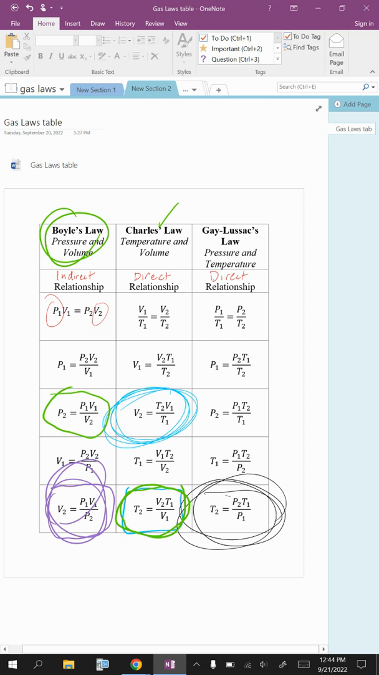Okay. For a direct relationship, whatever I do to volume, the same thing is going to happen to the temperature. So if I raise my volume, I raise my temperature. If I have Gay-Lussac's law and I raise my pressure, that means my temperature has to go up too. Those are direct relationships.